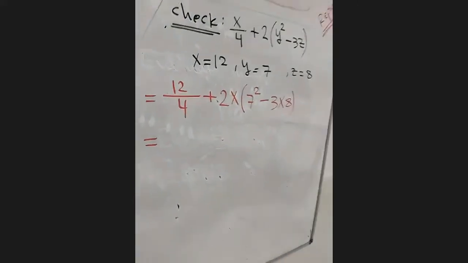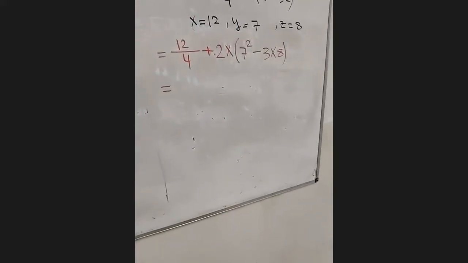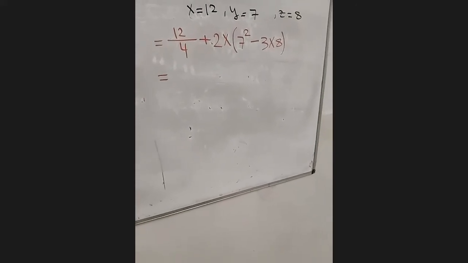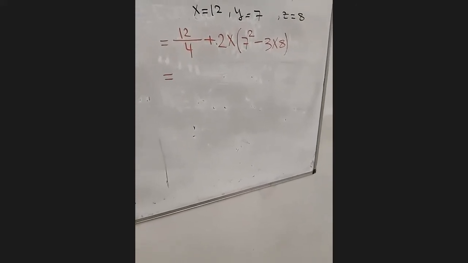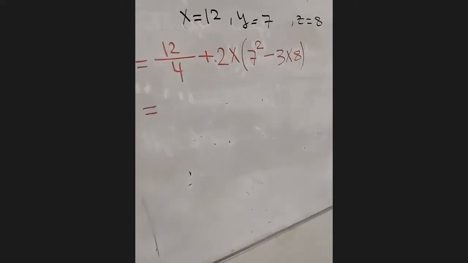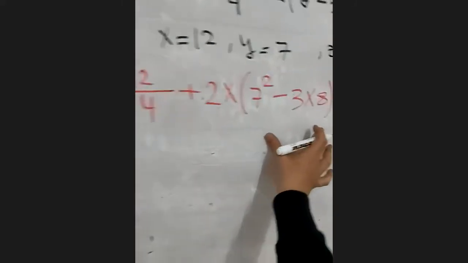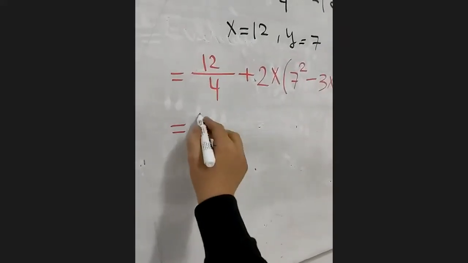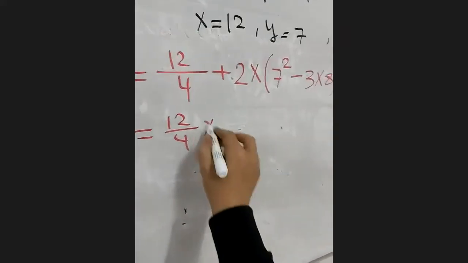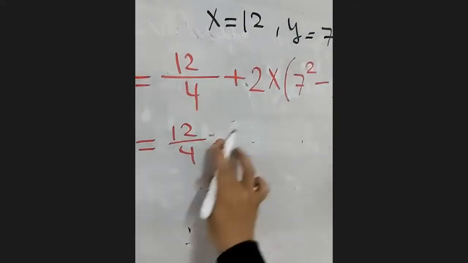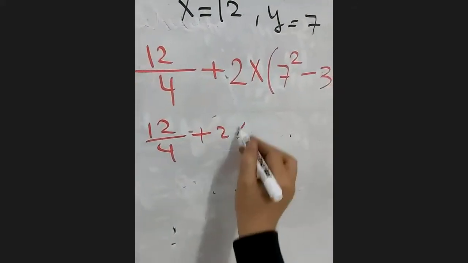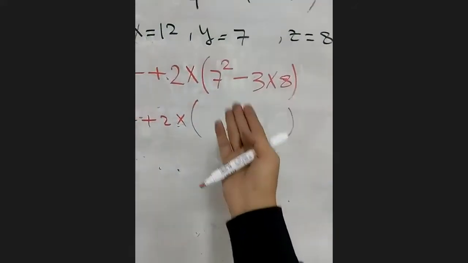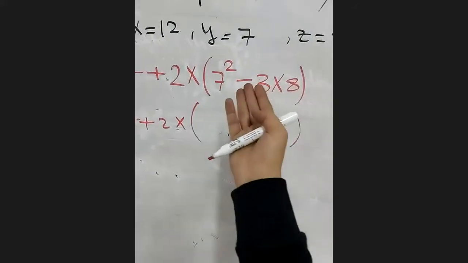First, we will put 12 over 4 plus 2 multiply down. So first we will start with the bracket, you mean, and everything else will come the same, right? Yes. 12 over 4 plus 2 multiply, and I'm in the bracket now. Inside the bracket, we have exponent and multiply and subtract.